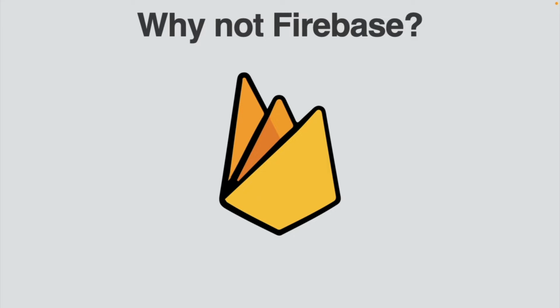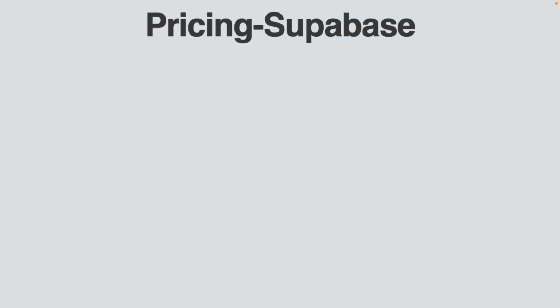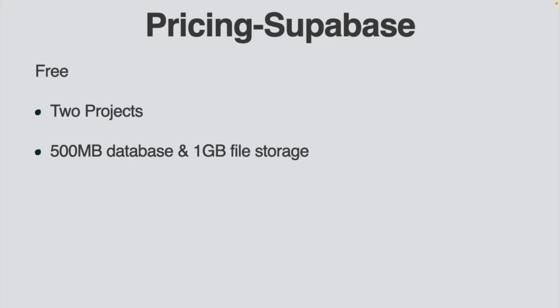So why would you want to use something else? First, let's start with pricing. Supabase has a free tier that includes two free projects, 500 megabytes for database and 1 gigabyte for file storage, 2 gigabytes bandwidth, and 50 megabytes for file uploads.